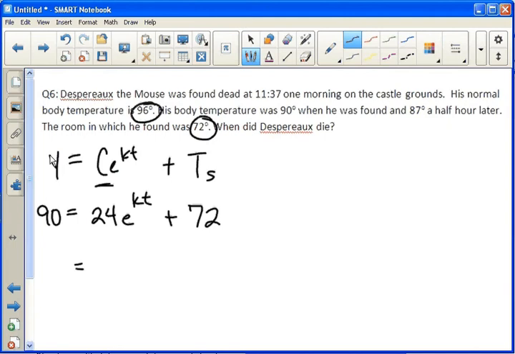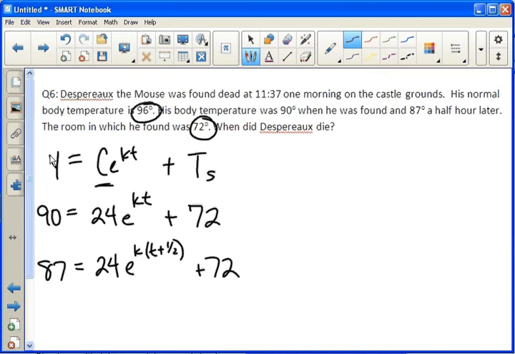Now we have to set up a second equation to deal with the second piece of information. I know he was found at 11:37, but I don't know how long that was after he died. But I know a half hour after he was found, so I'm going to say t plus 1/2. You can also say t plus 30 if you'd rather do minutes. Either way will work. A half hour after he was found, his body temperature had fallen to 87 degrees. So we can use these equations to solve for k, which will then allow us to figure out the time.